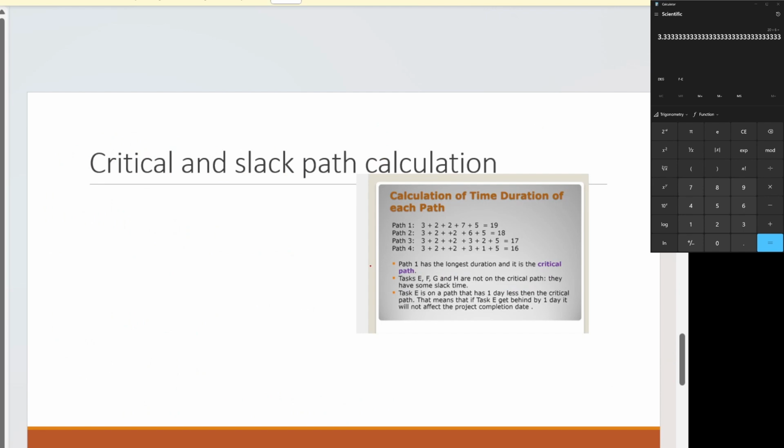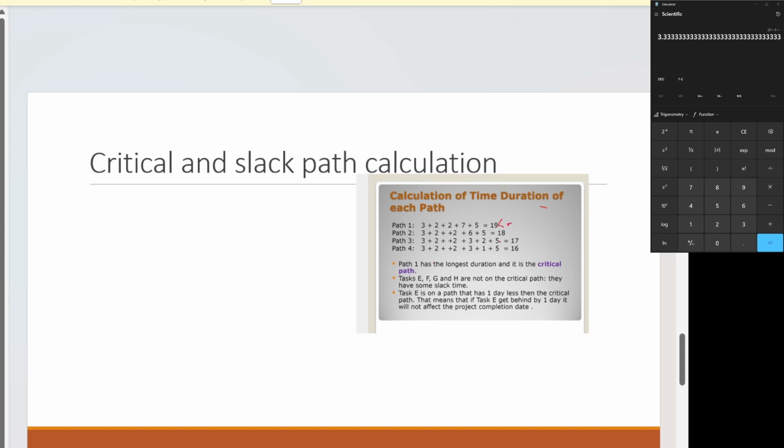Okay, now let's look at this question. This is not a question, but this is how to determine the critical path of any task or duration. Okay, so here I have been given 4 paths, which is 19, 18, 17, and 16. Path 1 has the longest duration, so it is the critical path, which is 19 days.